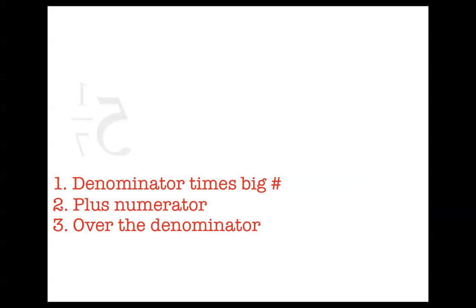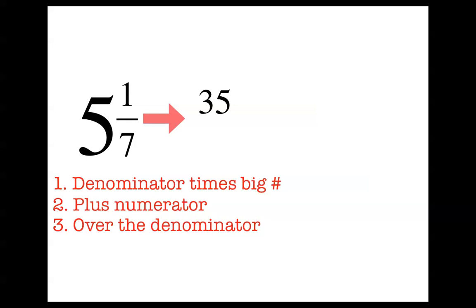Here's one more example for you. 5 1/7. First, denominator times the big number. That's 7 times 5, 35. Then add the numerator. What's the numerator? That's right, it's 1. So you're going to add 1, and you're going to put it all, step 3, over the denominator, which is 7.